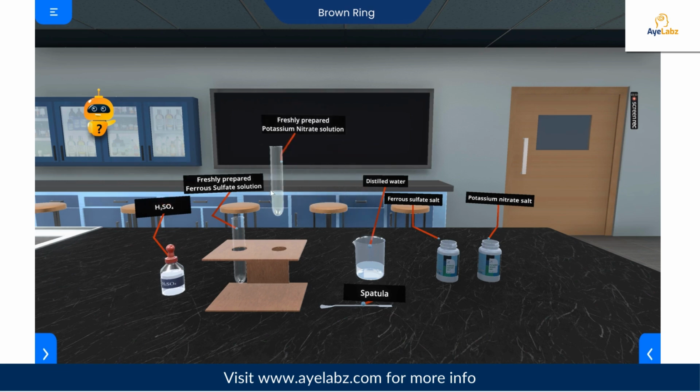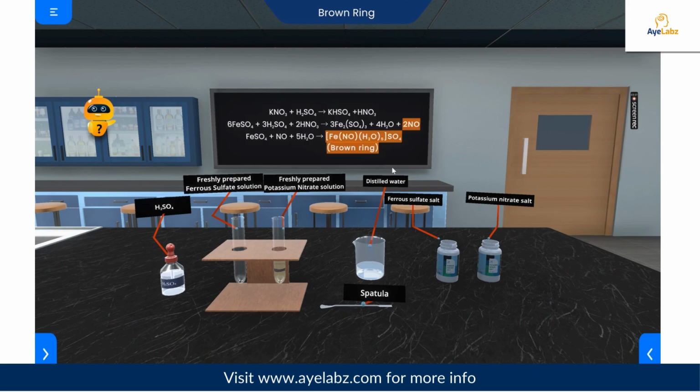Can you see the brown ring formed over here? That confirms the presence of nitrate ions. Why are the brown rings formed? It's because of the formation of a ferrous complex from nitrogen oxides. The overall reaction of this experiment is given clearly on the board.